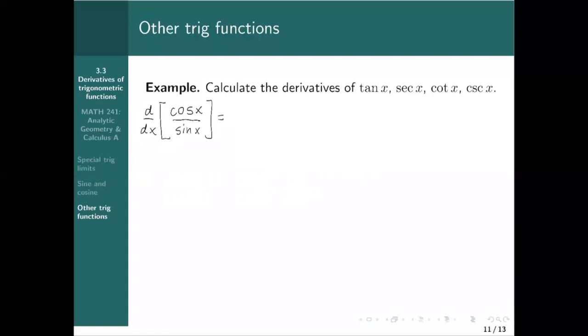So once again, we're going to apply the quotient rule. That tells me by our mnemonic trick, it's low d high, so derivative of cosine is minus sine, minus high d low, so minus cosine, derivative of sine is cosine, over the square of the denominator.